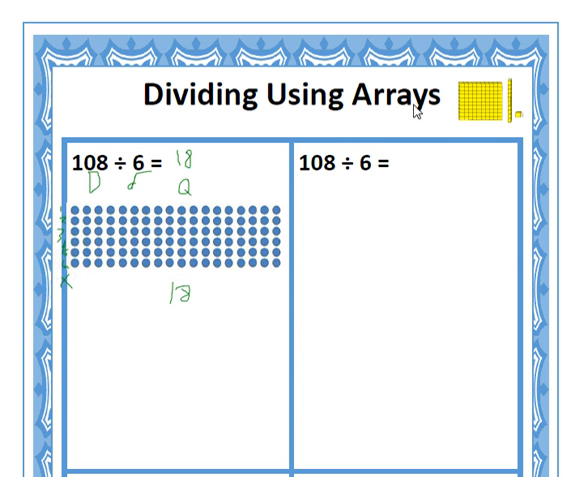And so when we think about arrays, we're going to think about how we can use these place value blocks up here. 100, 10, and 1. So this represents 100, this represents 10, this represents 1. How can we use this?